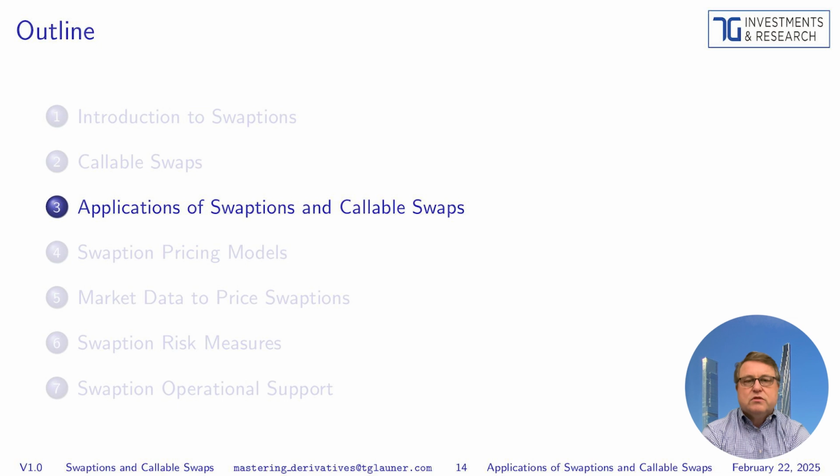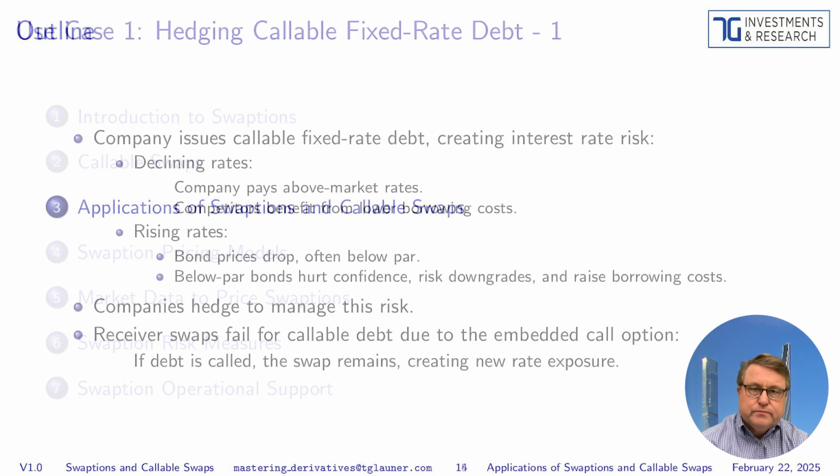We've now covered the swaption and the callable swap as a product and how they work. Let's look at 3 use cases where they are used. This will be quite interesting.